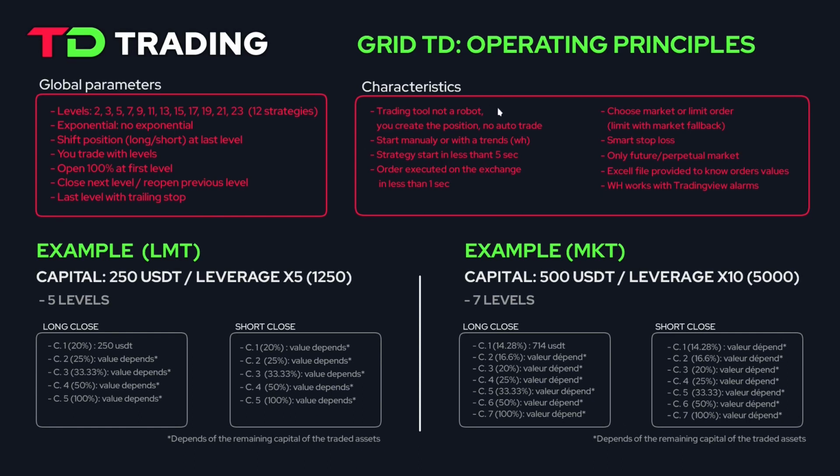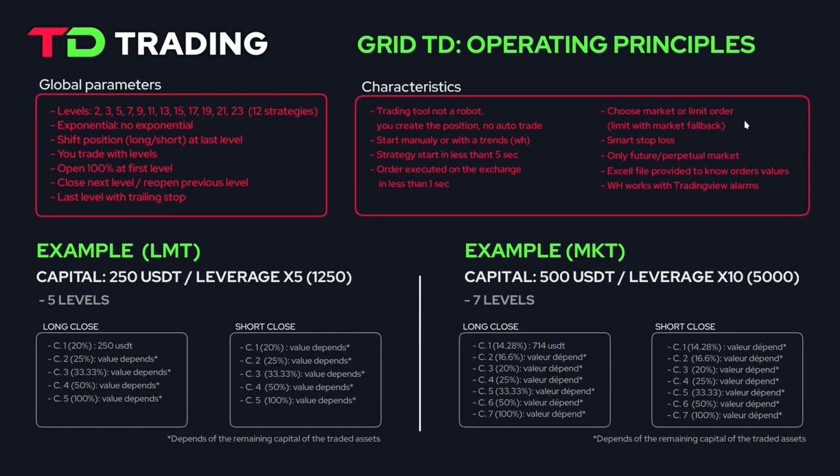For the characteristics, Grid TD is a trading tool, not a robot. You create the position. There is no auto trading. You define the levels by hand. You can start the strategy manually or with trends, so webhooks in TradingView. The strategy starts in less than 5 seconds when triggered. Orders are executed on the exchange in less than 1 second when the price hits the trends in TradingView.